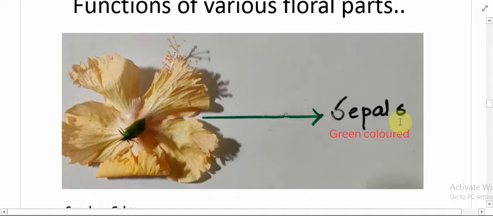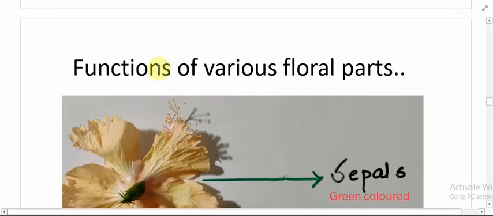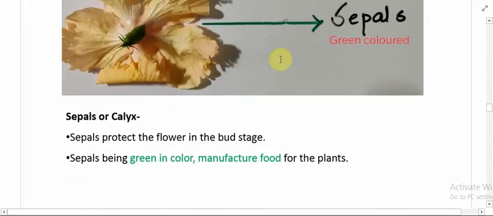So this green color is the sepals. What is the function of the sepals? These are in your syllabus. You need to learn about them. The sepals, or their synonym, calyx. These sepals are five. If you look into that and tear them out, there are five sepals. All together, they are called calyx.